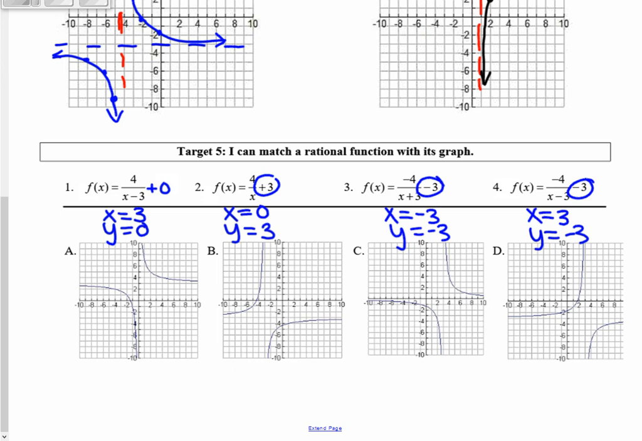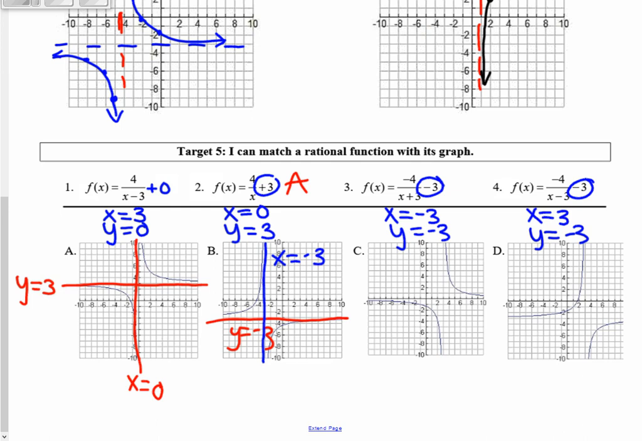When we look at the graphs, we can tell where the asymptotes are by where the lines are approaching. So if I look at graph A, I know I have a horizontal asymptote here at 3 because my graphs are approaching 3 but not touching 3. And then I have a vertical asymptote here at 0. So that tells me that 2 is going to be graph A. For B, my graph is getting closer and closer to y equals negative 3. And it's getting closer to that vertical asymptote here, which is also at negative 3. So that tells me that number 3 is going to be B.